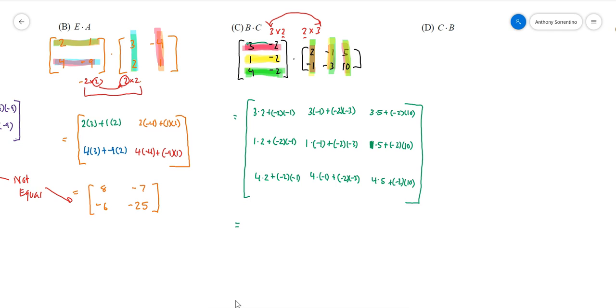So when I work all of these out, I end up getting 8, 3, negative 5, 4, 5, negative 15, 10, 2, and 0. So that's B times C. Now what I would like you to do is use a similar process of setting it up, knowing if you can do it or not, and so forth, and now do part D.